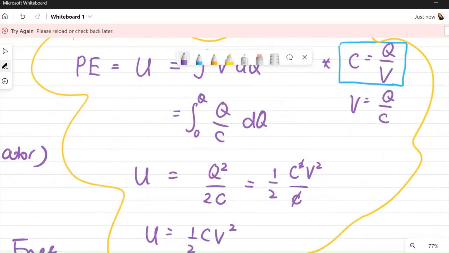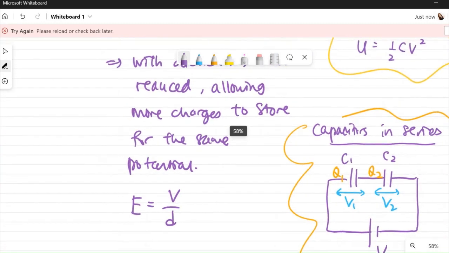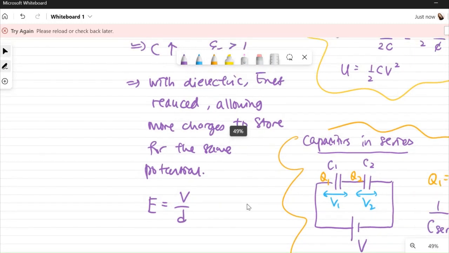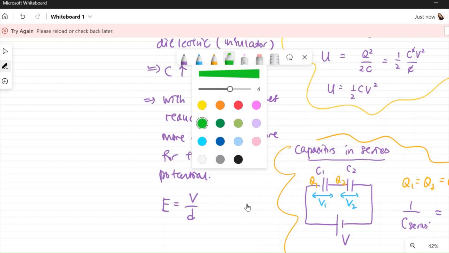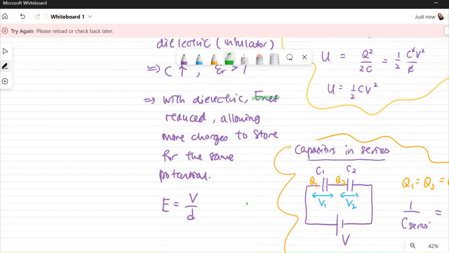E is equal to ED. So we come back to this equation. V is equal to ED, and therefore E is equal to V over D, right? E is equal to V over D. So by adding the dielectric in, what happened here is the electric field will be reduced.